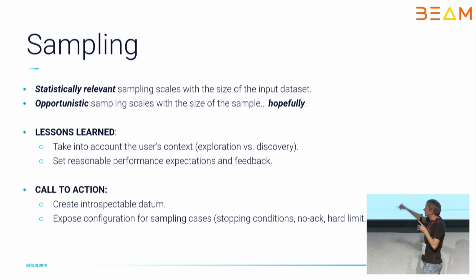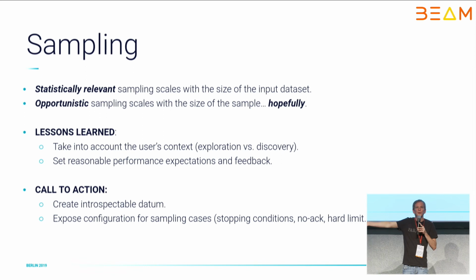So statistically relevant sampling is like going through all of the people in this room, scanning them, giving each of them a random number and picking the 3 top random numbers. You've got a statistically random sample. And that's actually how the sample fixed size globally transformation works in Beam.